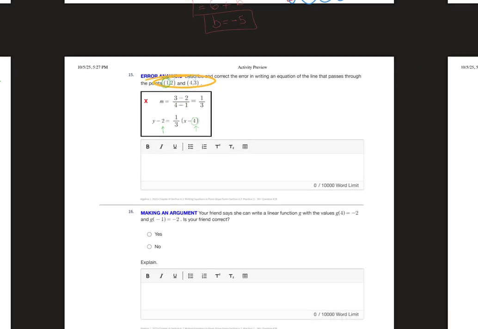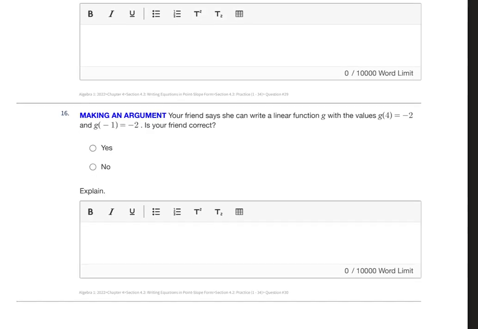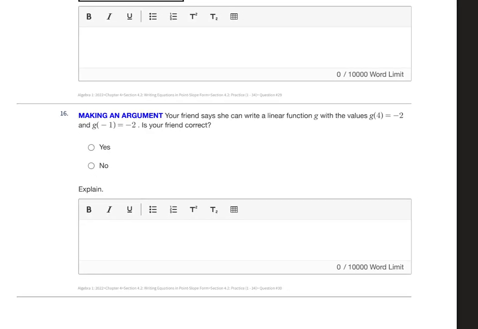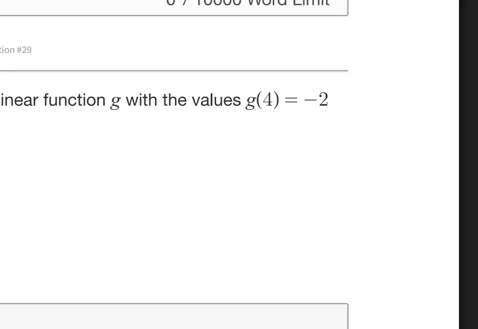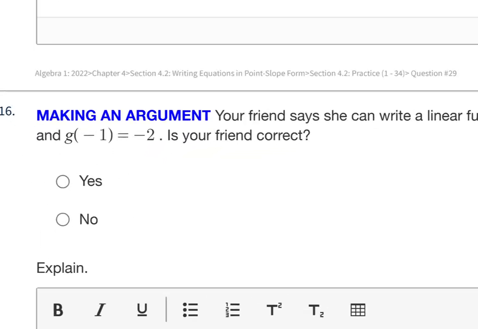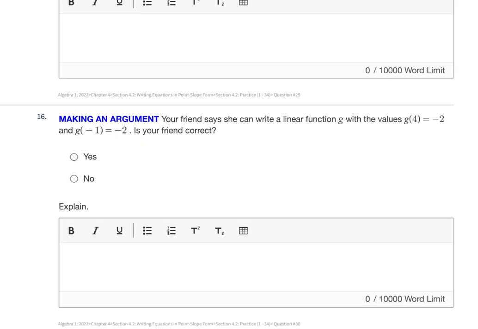That is our mistake. Making an argument: your friend says she can write a linear function g with the values that and that. Is your friend correct? So if you're like, what the heck am I even answering here? She's saying it's a linear function, and a linear function is a straight line. It would not be a vertical line, right? So let's see if she can do that.